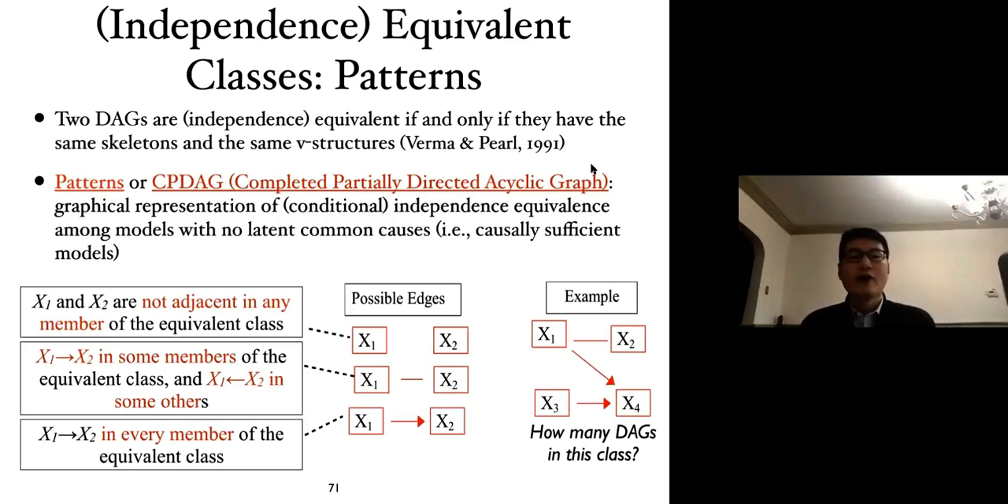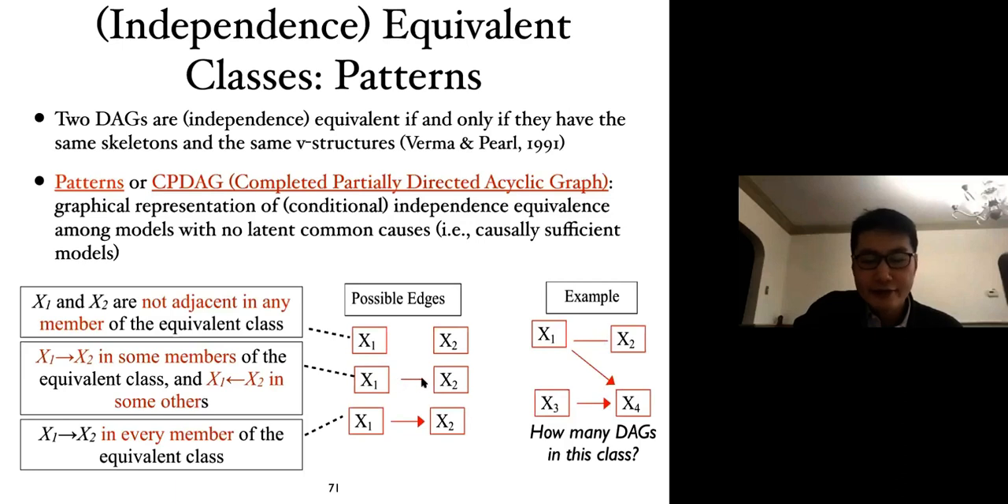CPDAG stands for completed partially directed acyclic graph. Here you can see an example. So some edges are directed and some edges are not. If they are not directed, it just means that the causal direction could go either way. Okay, so the interpretation is rather simple. If you have this directed edge, we know that in each possible solution, which is a DAG in the solution class, the causal direction must go this way all the time.